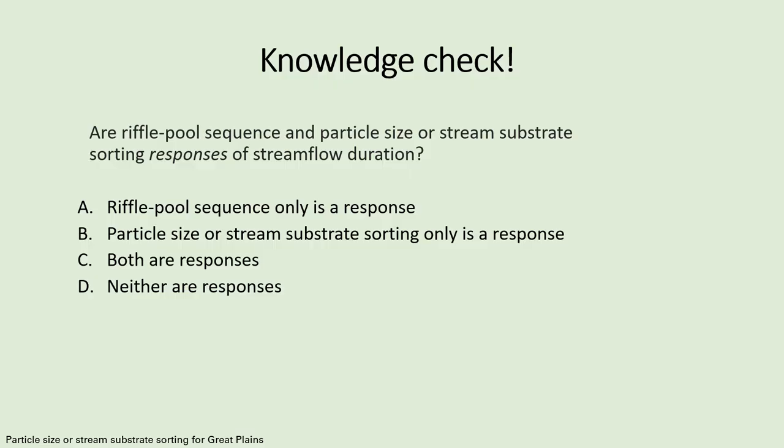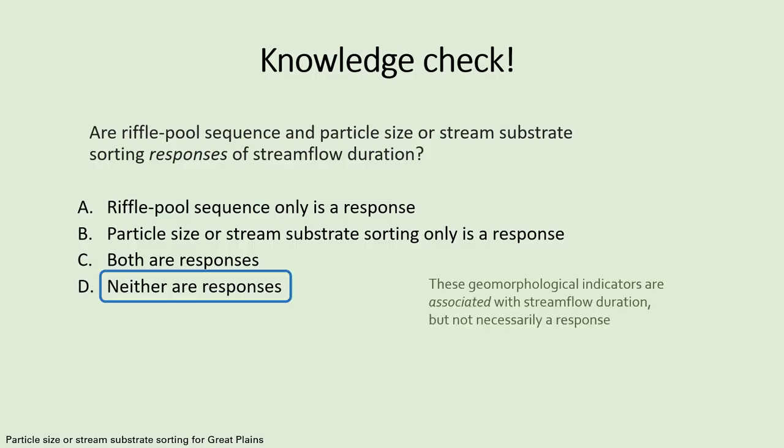Knowledge check. A riffle-pool sequence and particle size or stream substrate sorting are responses of streamflow duration. A. Riffle-pool sequence only is a response. B. Particle size or stream substrate sorting only is a response. C. Both are responses. D. Neither are responses. The answer is D. Neither are responses. These geomorphological indicators are associated with streamflow duration, but not necessarily a response.